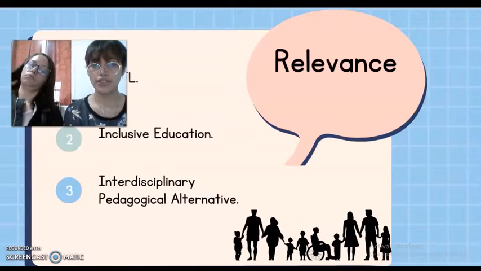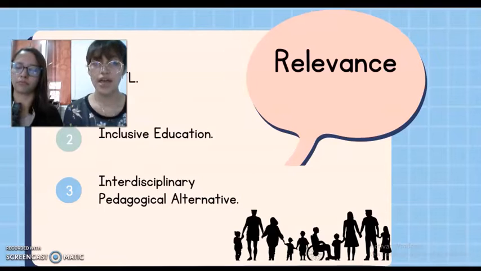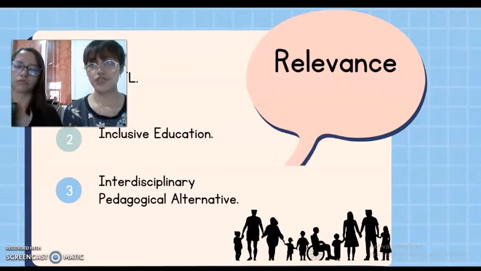Additionally, this project is going to contribute to the inclusive education field, since we are contributing to inclusion in the classroom, and we also believe that all children have abilities that must be potentiated. And finally, this is an interdisciplinary pedagogical alternative because, since we are working from the multiple intelligences theory, teachers in training can see our project as a guidance and adapt it to their context.